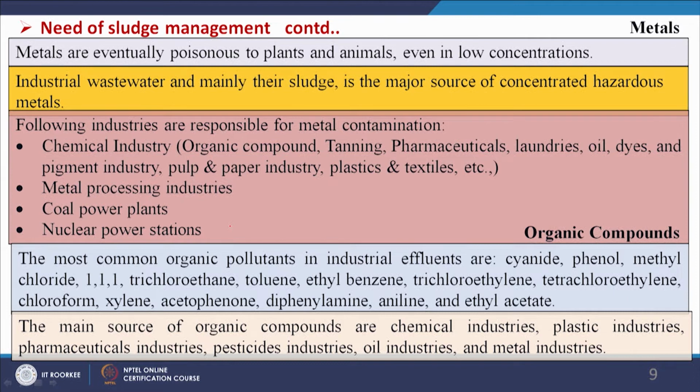And different organic compounds may be available in sludge. The most common organic pollutants in industrial effluents are cyanide, phenol, methyl chloride, 1,1,1-trichloroethane, toluene, ethyl benzene, trichloroethylene, tetrachloroethylene, chloroform, xylene, acetophenone, biphenylamine, aniline and ethyl acetate, and many more. The main sources of organic compounds are chemical industries, plastic industries, pharmaceutical industries, pesticide industries, oil industries and metal industries.